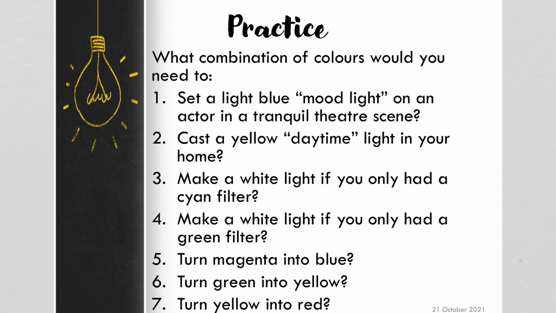And here are some problems to try. What combination of colors would you need to set a blue mood light on an actor in a tranquil theater scene? What would you need to do to cast a yellow daytime light on your home? What would you need to do to make a white light if you only had a cyan filter? How would you do that if you only had a green filter? How would you turn magenta into blue? How would you turn green into yellow or yellow into red? Take a look at those complementary colors and the additive color diagram and see what you need to do for each of these.